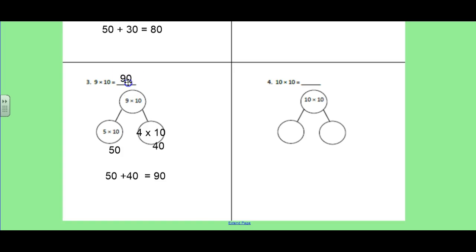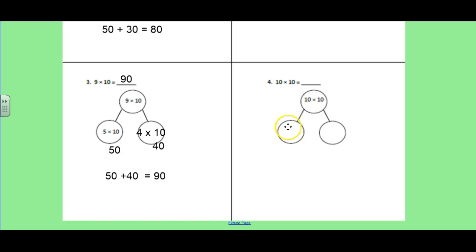And I'm hoping that you already knew that the answer to 9 times 10 is 90, because you just have to skip count by 10s 9 times. Whereas like over here, I'm hoping that you already know the answer to 10 times 10, because you skip count by 10s 10 times, or you just ask yourself, how many is 10 10s? So now we just need to finish this part.